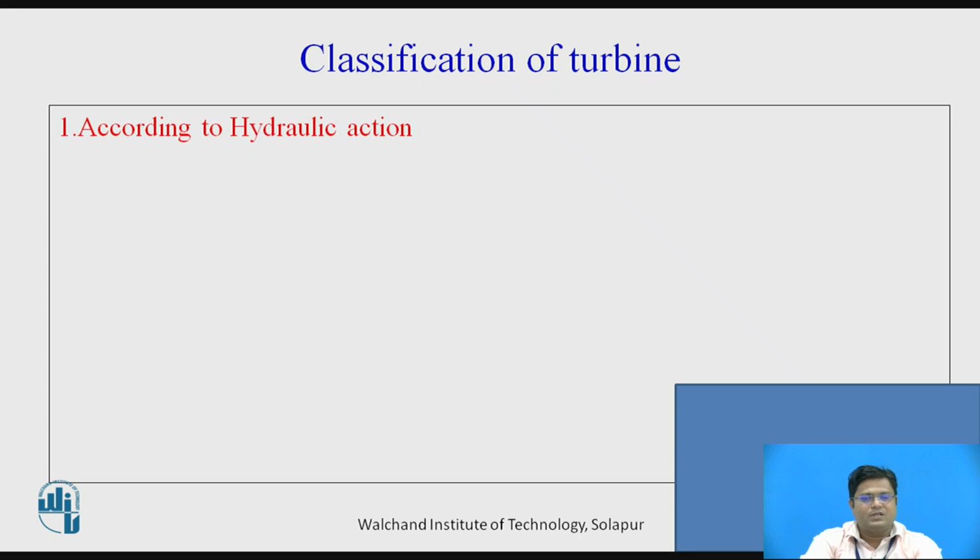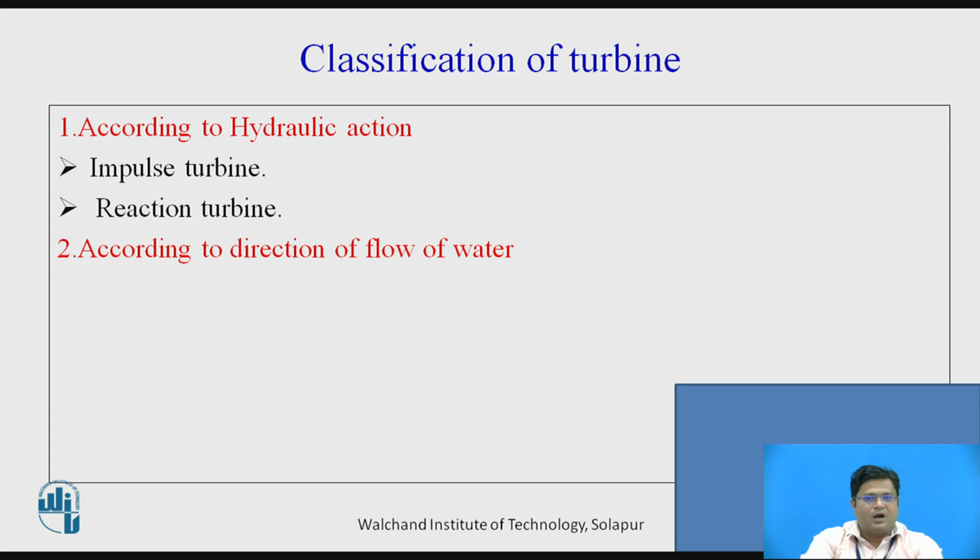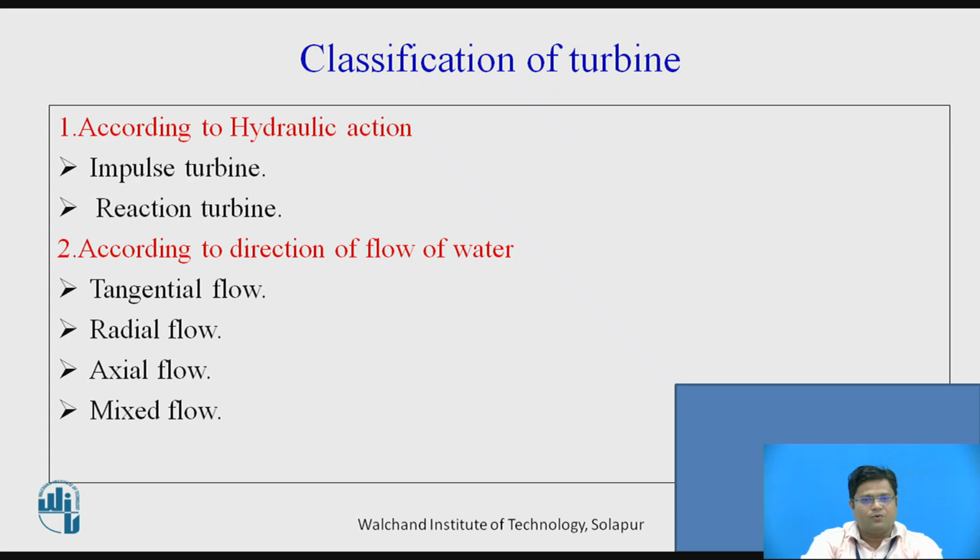The first one is according to hydraulic action. So there are two types. One is an impulse turbine, second one is a reaction turbine. Second, according to the direction of flow of water, there are four types. First one is tangential flow, second one is radial flow, third one is axial flow, and fourth one is mixed flow.